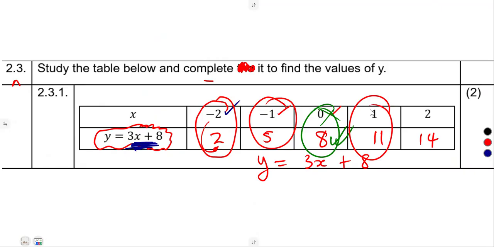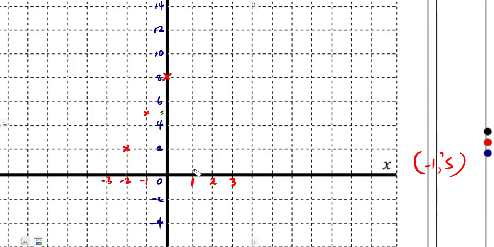1 versus 11. X is 1. Y is 11. 1 versus 11. So 11 is going to be between 10 and 12. So it's going to be 1, then 11 somewhere there. Where they meet, we must have a point. So it's in between there. So it's just going to be in between somewhere there.